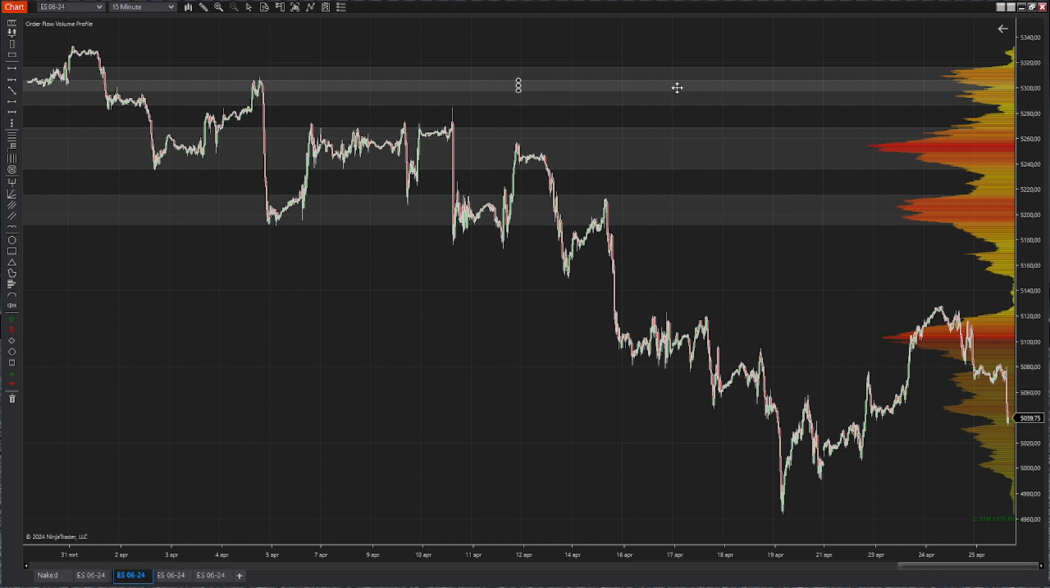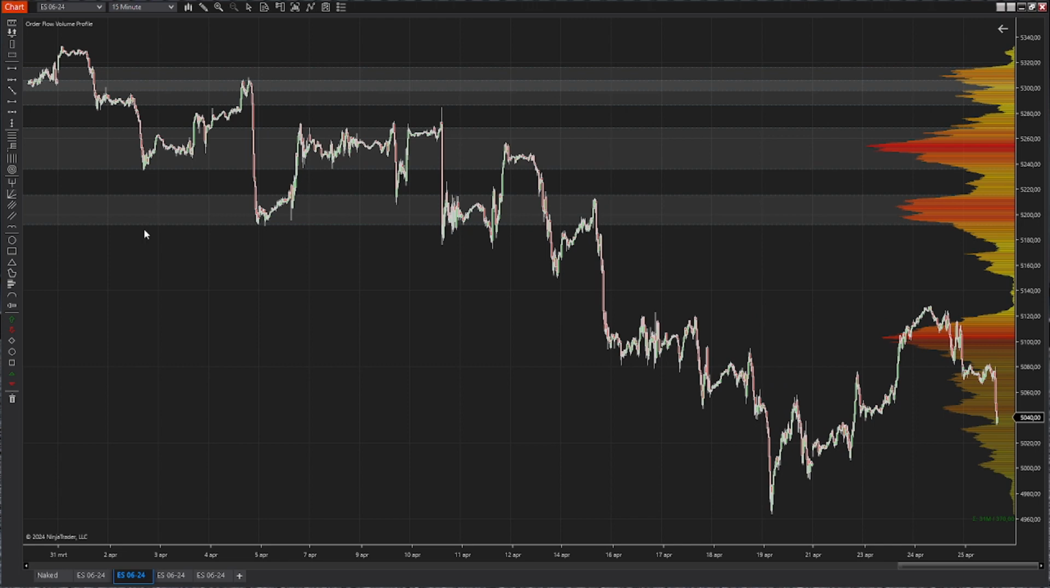So I will point out this gap right here. You can see it very clearly. I will put a circle around it. So this is a low volume node, meaning there is no interest in this level. So what can price do if we have no interest in a level?